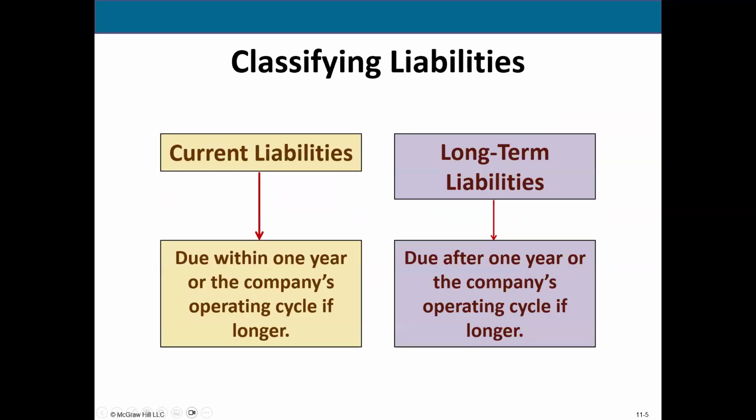So, as I mentioned, the liability will either be classified as current or long term. Current liability means that it's due within 12 months or less, and a long term liability represents it's due greater than 1 year.